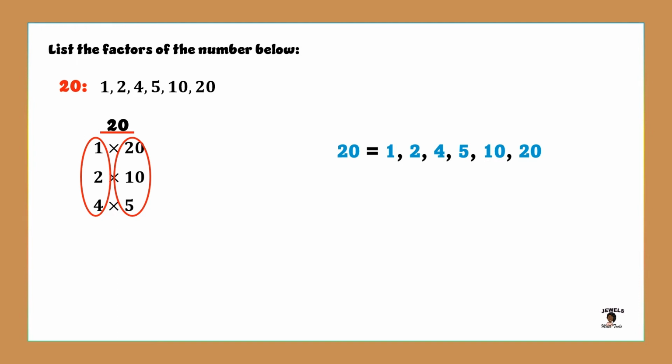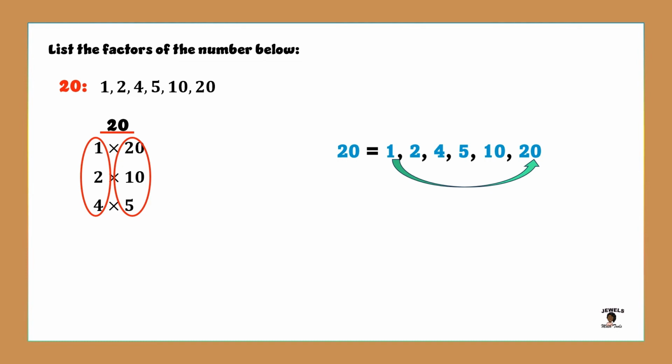Now, what I stated earlier about your factors coming in pairs. I can go back right to my factors and I can pair up each number with their respective number that they multiply to get 20. So this is the next benefit for listing your numbers from least to greatest.